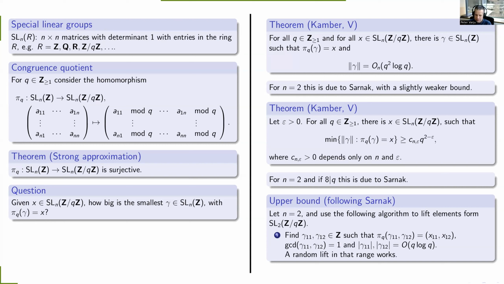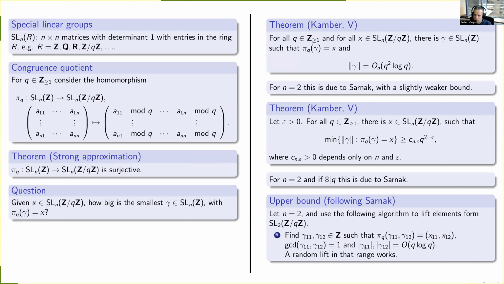This algorithm has several steps, and the first one is that you try to find gamma_{1,1} and gamma_{1,2}, so the entries in the first row, which project to x_{11} and x_{12}. So the first step is that you lift the first row of the matrix. And what I want to achieve is that I want my matrix gamma to have determinant 1. And I certainly need to make sure that the entries in my first row will be coprime. Otherwise, I have no chance to make the determinant 1. And this is the only constraint that I have.